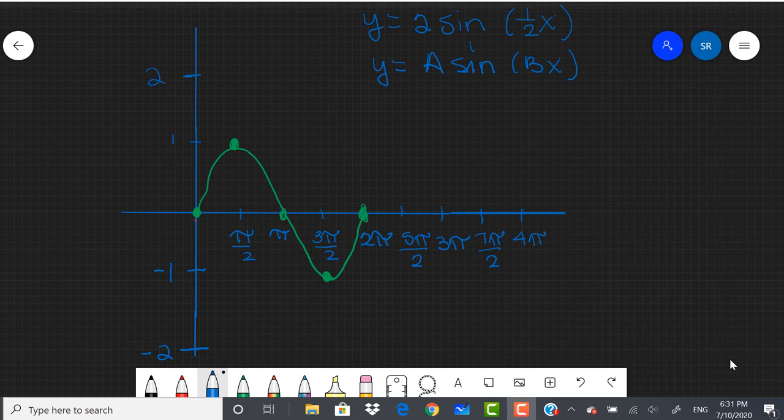Okay, in this video, I'm going to show you how to graph y equals 2 sine 1/2 x. So the 1/2 x is inside the sine value. So this is in the format y equals a sine bx. Now in the last video, I talked about a, the amplitude, and that just tells us how high the maximum and minimum are going to go.